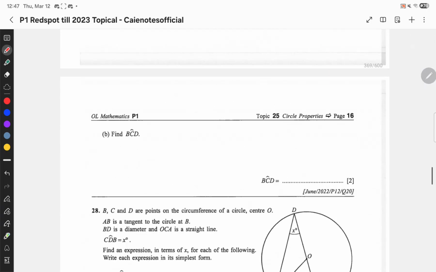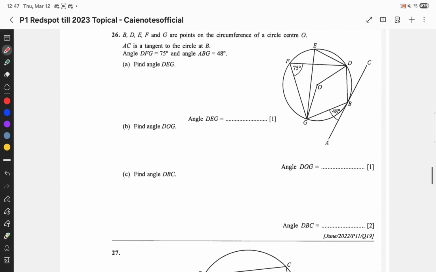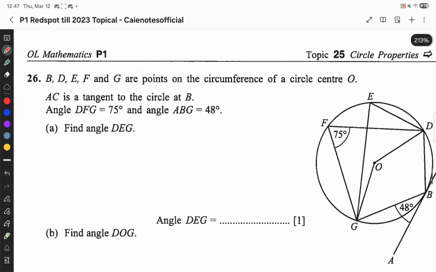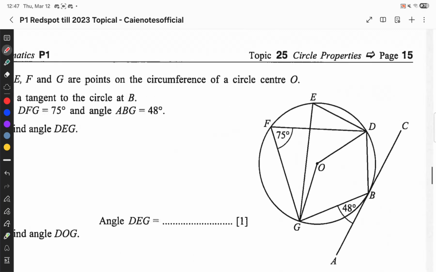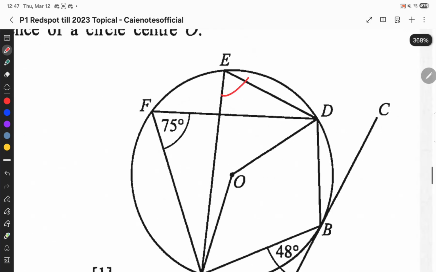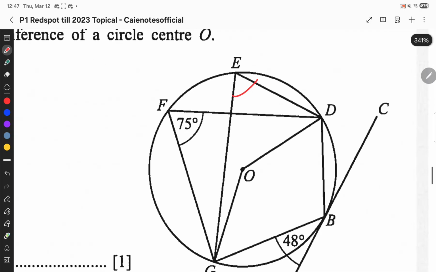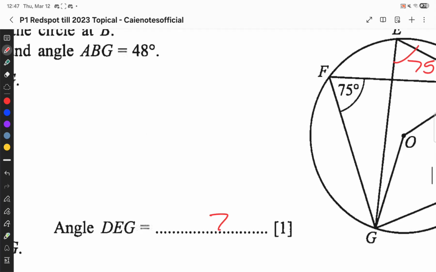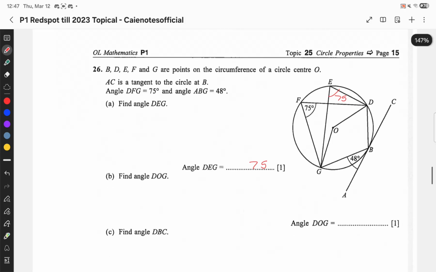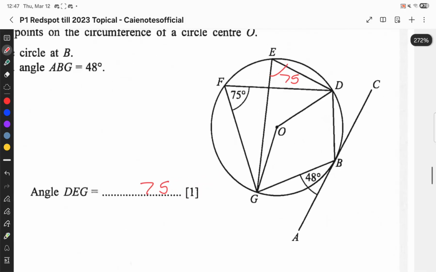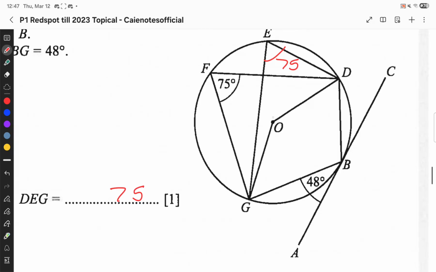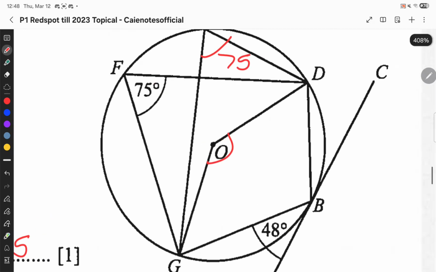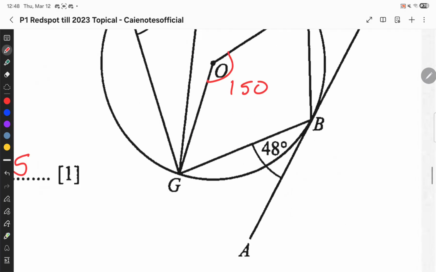Final few questions. Okay, this is the second time I'm seeing this. Find DEG. We can, this is so obvious, this is 75. 75 is made by DG, and so is 75 made by DG. Find the angle DOG. So this is double 75, times 2, 150, yeah, 150.